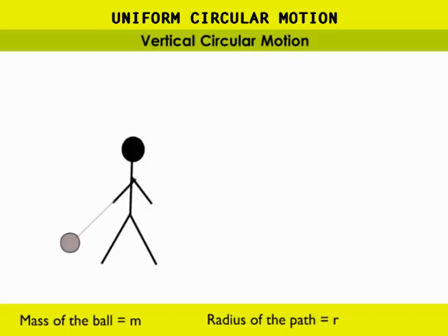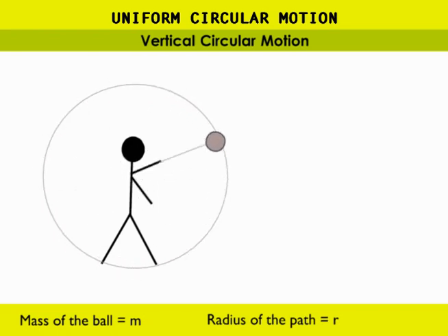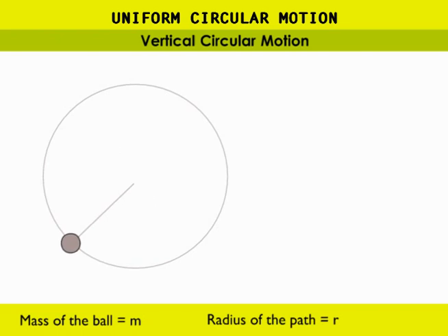Next, we look at vertical circular motion. Now, consider a ball of mass m tied to a string and swung with uniform speed in a vertical circle of radius r. The forces acting on the ball at any instant are its weight mg, which acts vertically downwards, and the tension T, which is always directed towards the center of the circle. The tension in the string changes in magnitude at different positions of the ball.